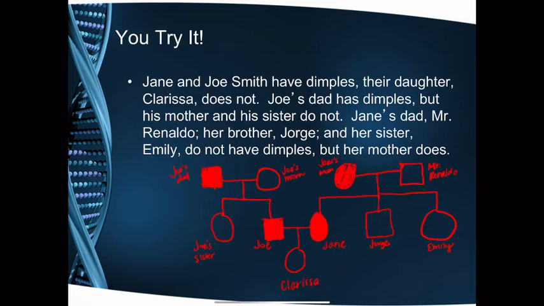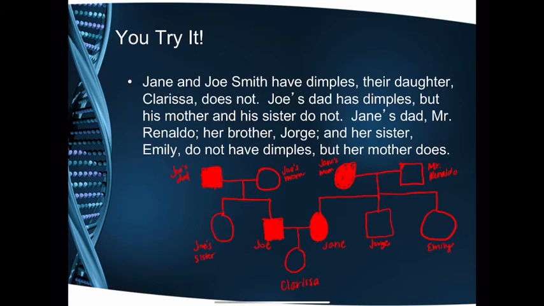So Joe's dad has dimples, Joe has dimples, Jane has dimples, and Jane's mom has dimples. Nobody else has dimples. And they're just trying to show that trait here. So can you look at this pedigree and tell if this is a dominant trait or a recessive trait? You should say that dimples is a dominant trait, okay?